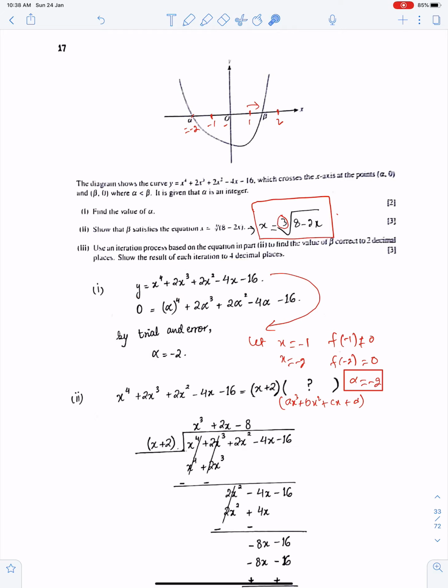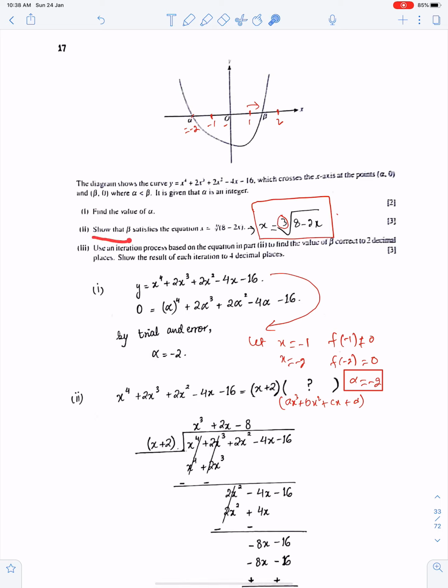Since alpha is on the left side of the origin on the x-axis, therefore alpha must be negative. So we need to try -1 first. When we try -1, we won't get 0. But when we try -2, then we'll get 0. So alpha is -2. This is the way to get the first root of higher power equations, like power 3, power 4.